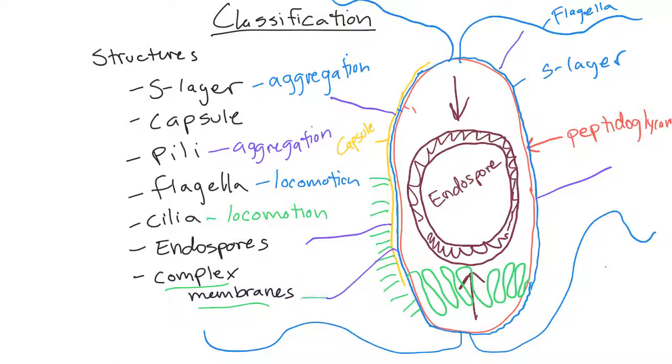Complex membrane, yeah. So this would be a photosynthetic one, but it could also have other membranes for cellular respiration.